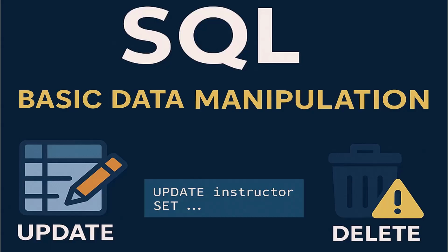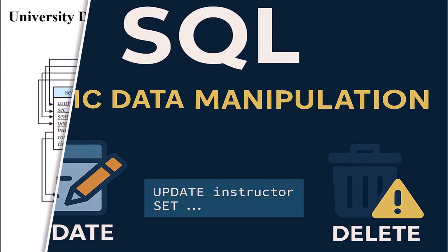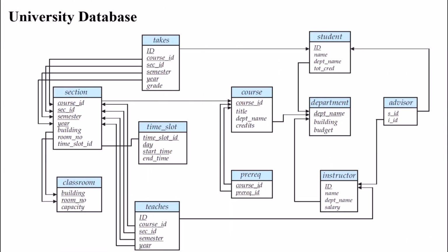Today we are going to study SQL basic data manipulation. In this tutorial, we will cover basic data manipulation in SQL, and our focus is on update and delete statements. We use our university database with several tables like classroom, department, course, instructor, section, teach, student, takes, advisor, time slot, and prerequisite tables. And we will use several examples to demonstrate real-world scenarios and best practices.